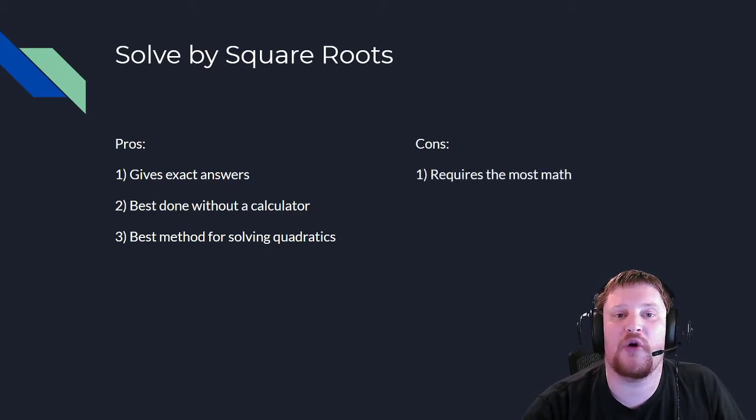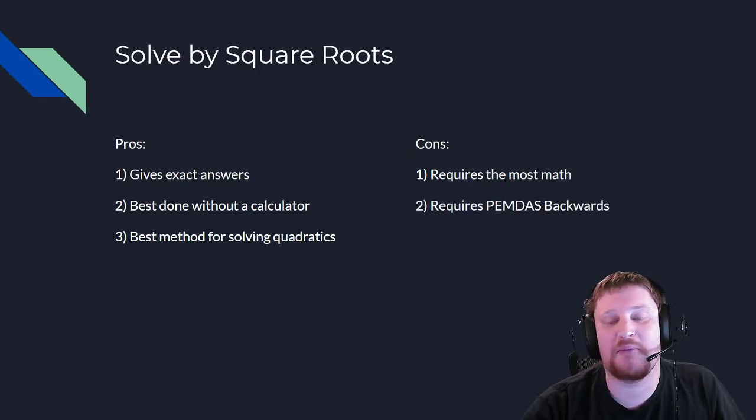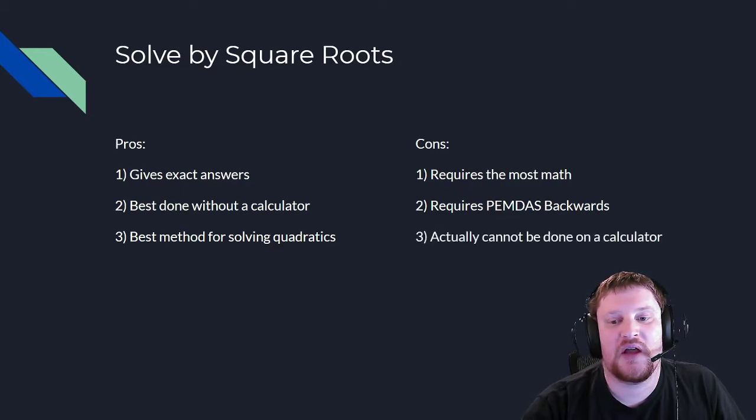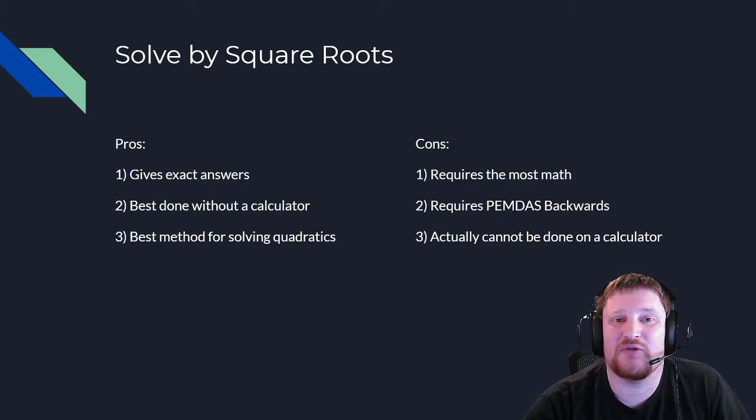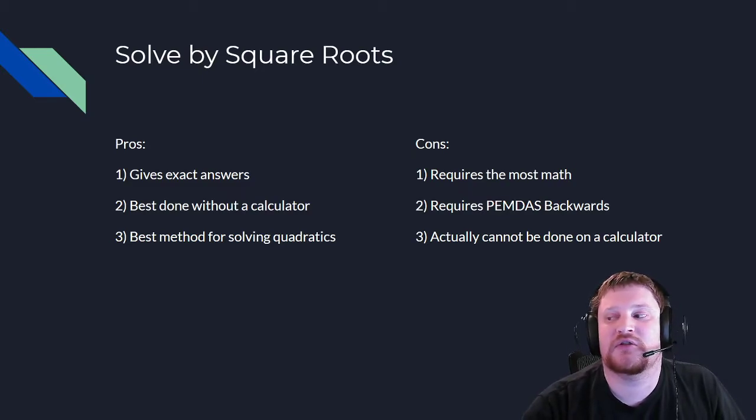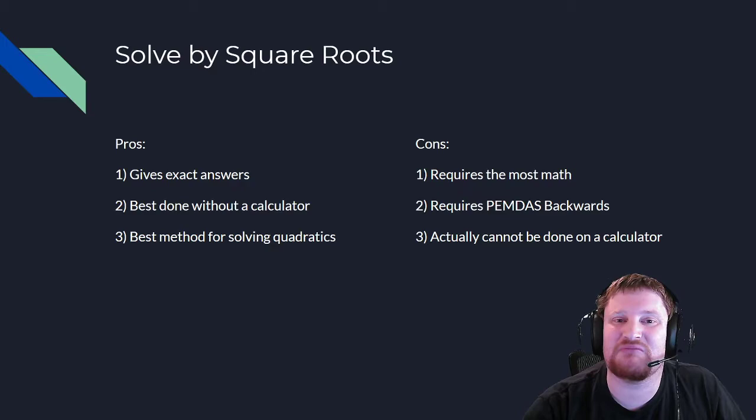It does require more math than the other methods. It requires you to understand how to apply PEMDAS backwards. And finally, the biggest downside is you actually can't do it on a calculator. If you try to do it on a calculator, such as with NSolve, it's going to give you approximations, and that's not what you're looking for. You're looking for those exact answers. That's the entire reason you're doing it this way. Unfortunately, that is generally true for things like Photomath. It's not going to give you exact answers. It'll give you the decimal approximations, but not exact answers.